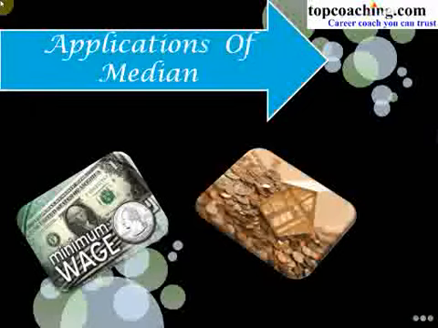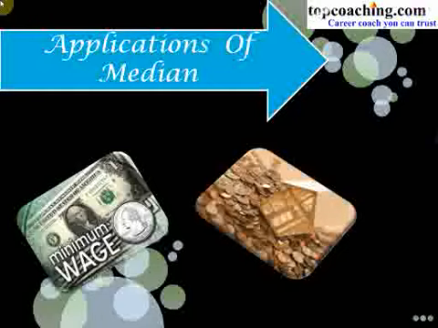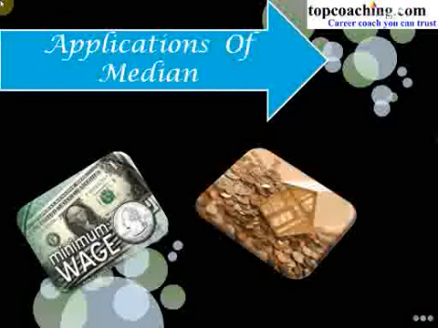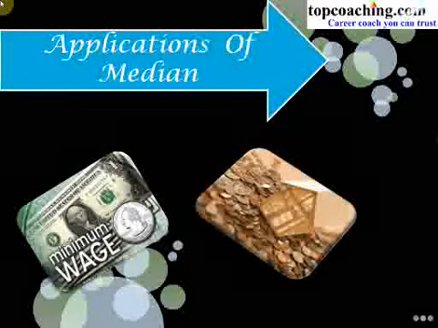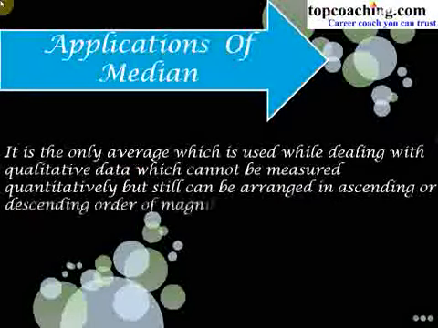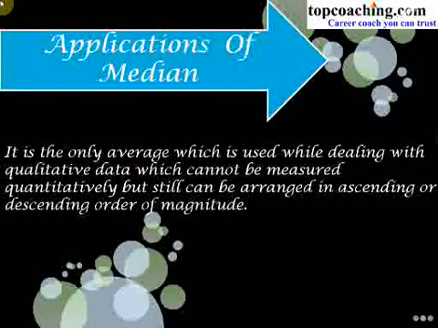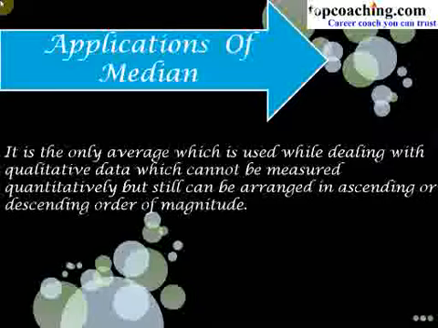Let's take another example. A company wants to know if their customers rate their services as excellent, good, average or poor. Would the company be more interested in mean or median? Again the answer is median. If the numbers were assigned as 4 to excellent, 3 to good, 2 to average and 1 to poor, then the median as a center value would provide useful information. It is the only average which is used while dealing with qualitative data which cannot be measured quantitatively but still can be arranged in ascending or descending order of magnitude. Let's say it is used to find the average honesty, average beauty, average intelligence.